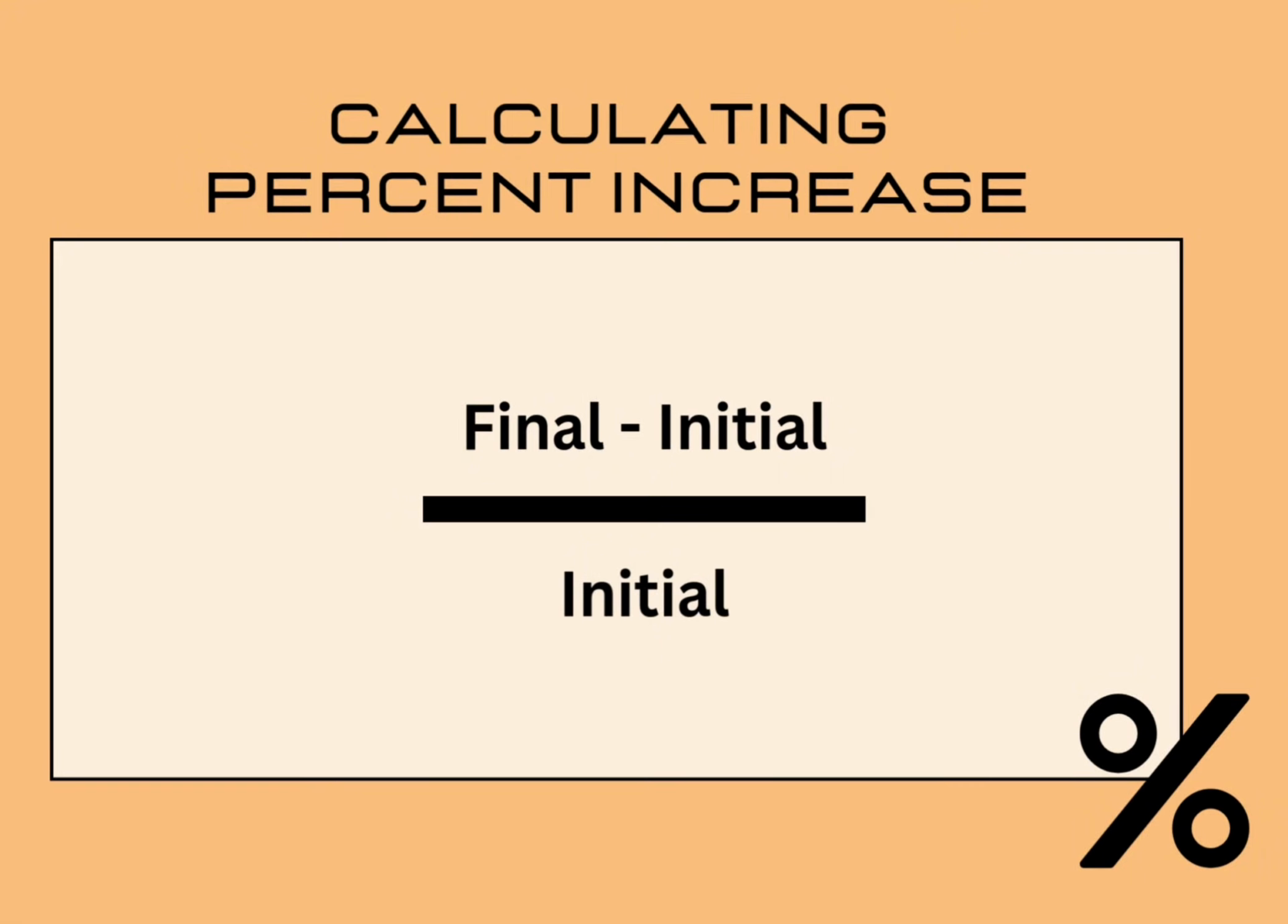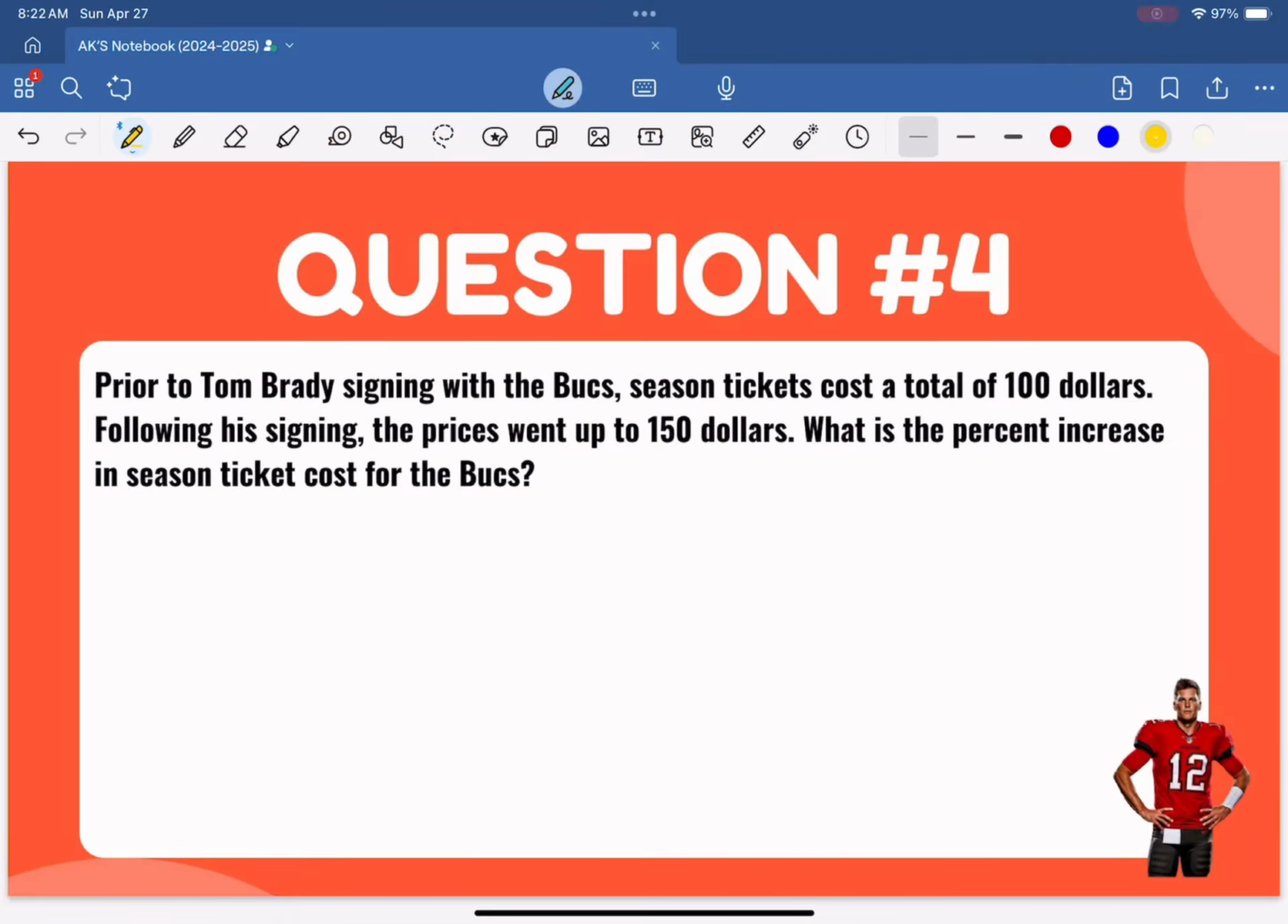Percent increase is the final minus the initial divided by initial. Now let's look at an example problem. Question 4. Prior to Tom Brady signing with the Bucks, season tickets cost a total of $100. Following signing, the prices went up to $150. What is the percent increase in season ticket cost for the Buccaneers?